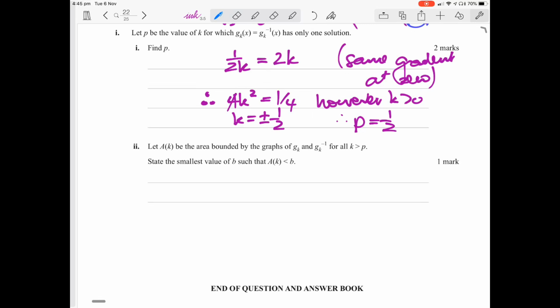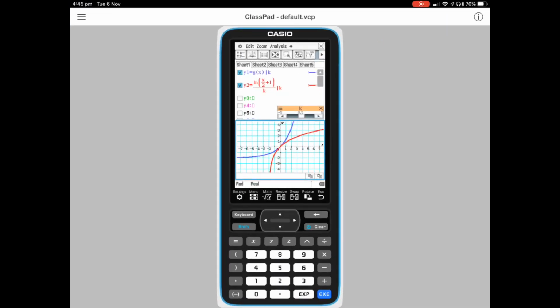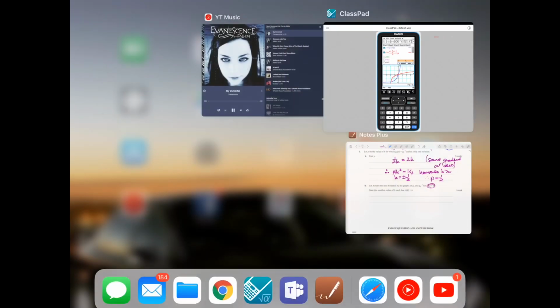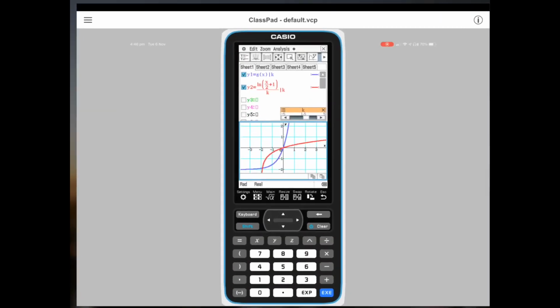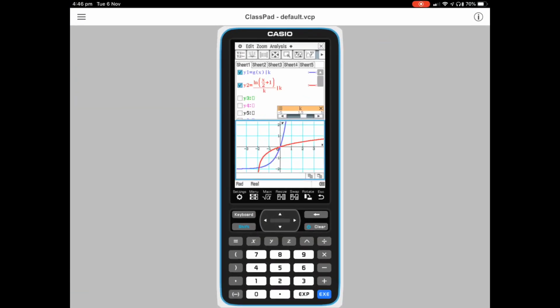Okay, let A(k) be the area surrounded by the graphs of g_k and g_k inverse. K is greater than p, so k has to be greater than a half. If k equals a half, there's no boundary, but if we make k equal 0.75, we're talking about this little area that's produced between the red and the blue graph. Now, as k increases, it's saying state the smallest value of b such that the area is less than some value, and that value is the value we want to find. So here, what's that area there? We don't know, but we could work it out. But as we increase k, what's going to happen to that area?